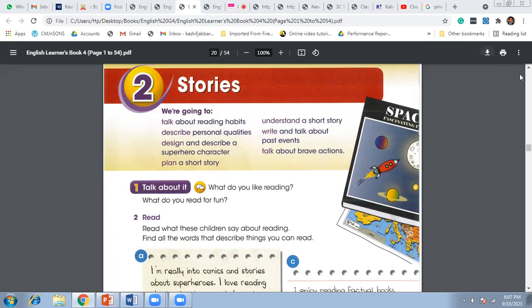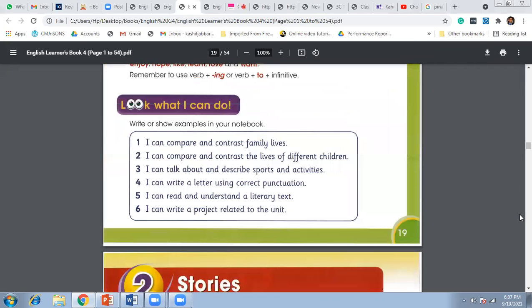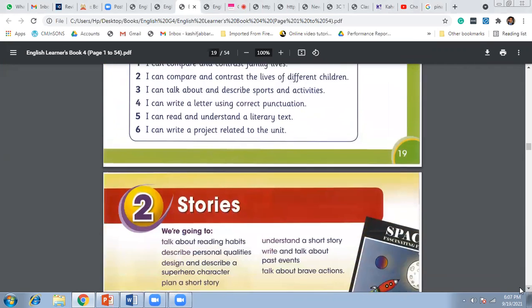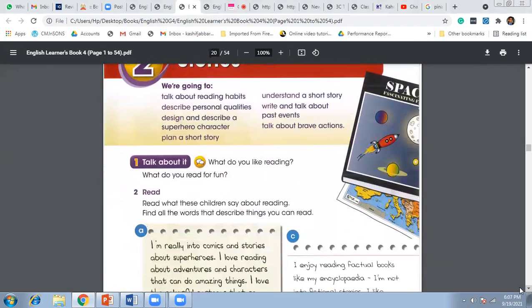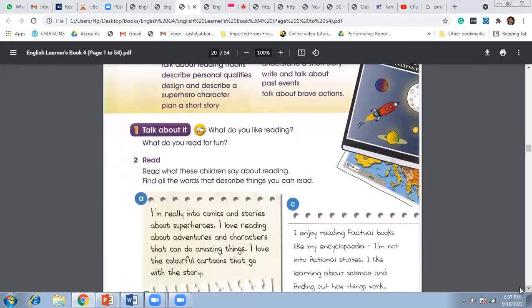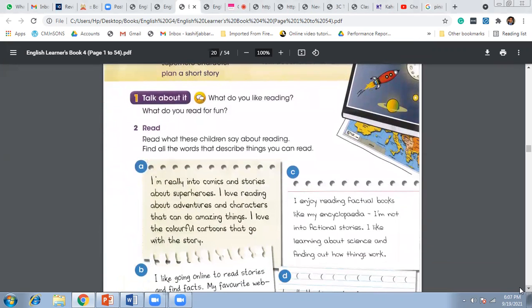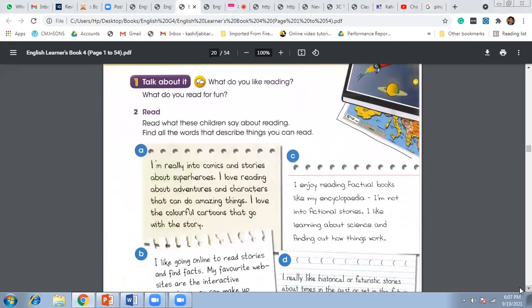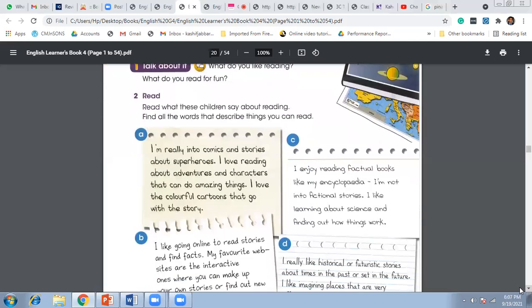Today we started from page number 20. It was the start of Unit 2, Stories. And I asked you the question in the beginning of the class: what do you like reading? So there are different types of books that we can read, right? The comic books, the story books, stories about the superheroes, factual books like encyclopedias, historical or futuristic stories.